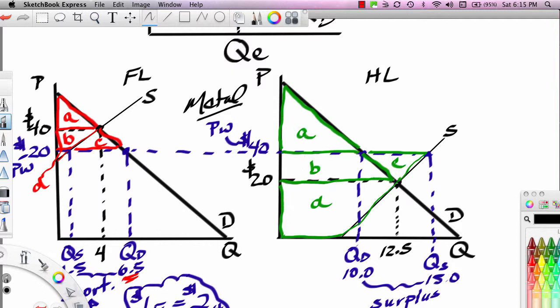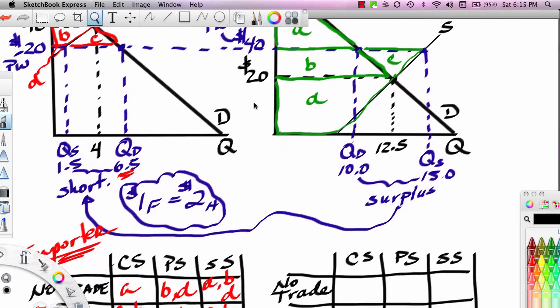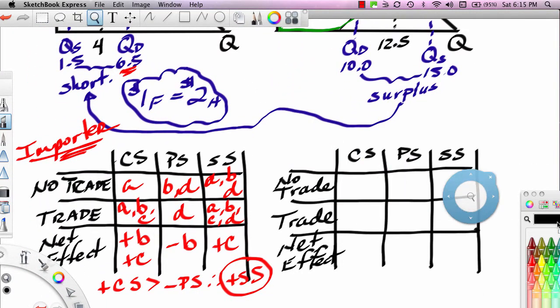What do producers get? They get below the price line, above the supply curve. Now this area is cut off here, but it's okay. So below the price line, above the supply curve, producers get area D. So let's go ahead and fill that in. What do consumers get? Consumers get A and B. Producers get D. So society gets A, B, and D.